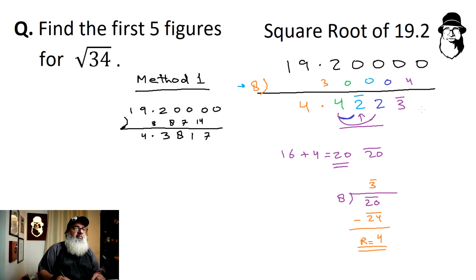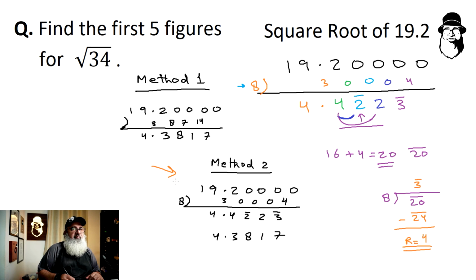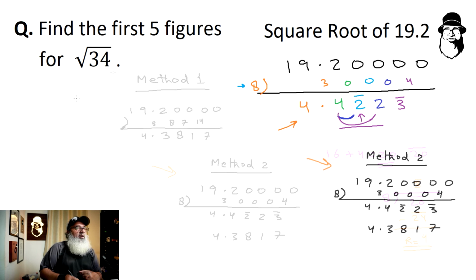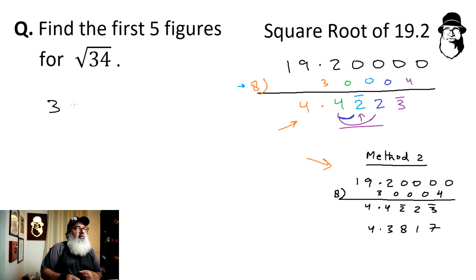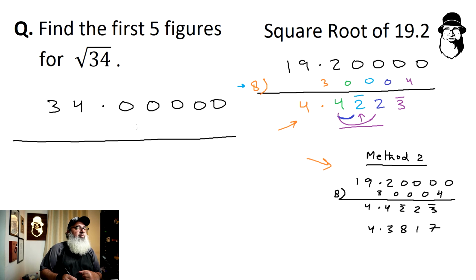Let me bring what I did for you and put it here. Okay, this is the method 2 that I have been trying to show you. Now let's do this. Find the first 5 figures of the square root of 34. I'll show you how to do that. Here we have, let's write 34, and then I just want to show you, you know the process.